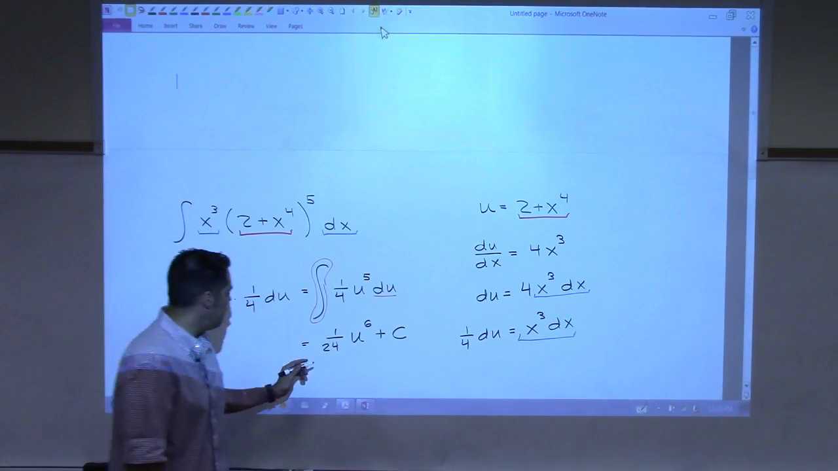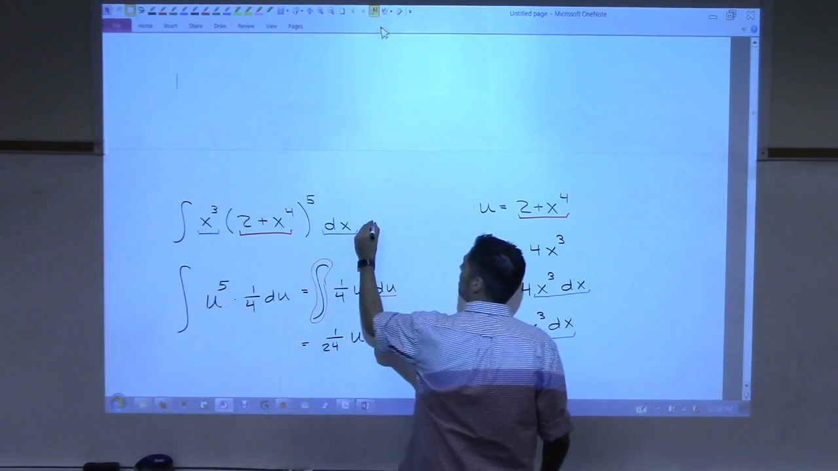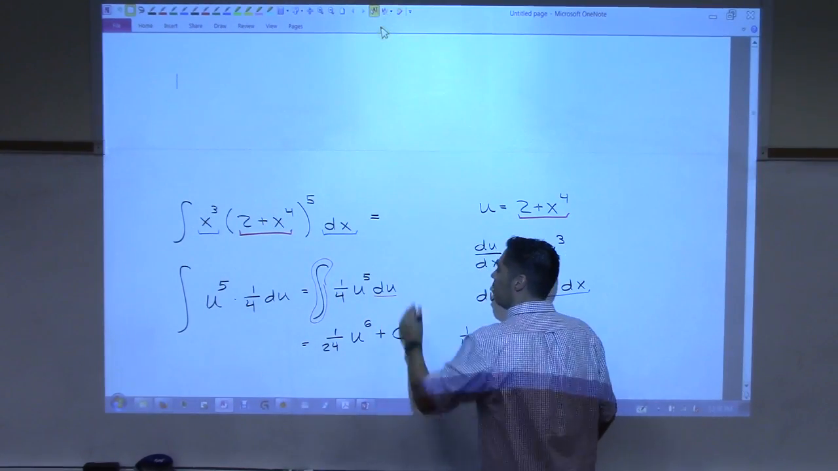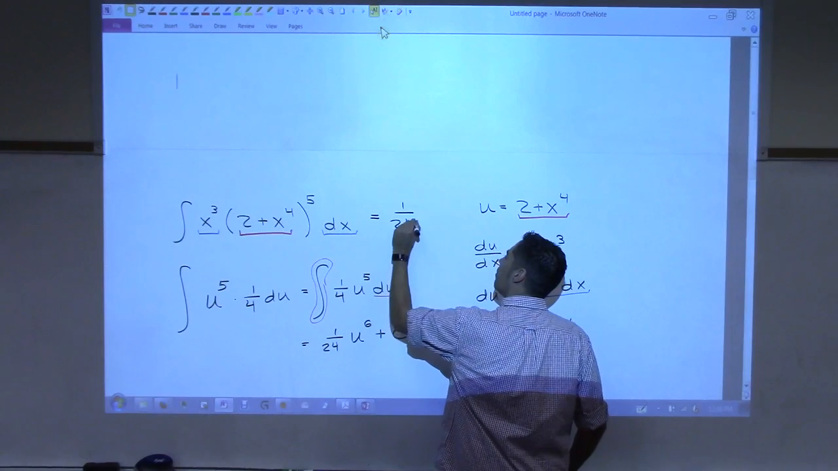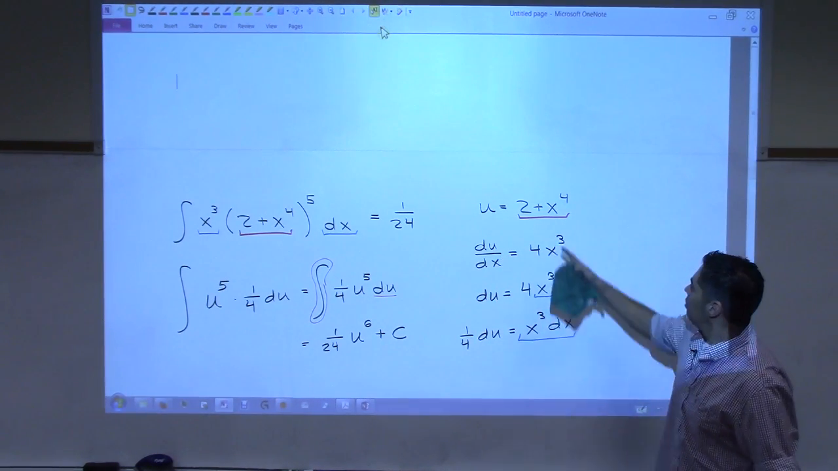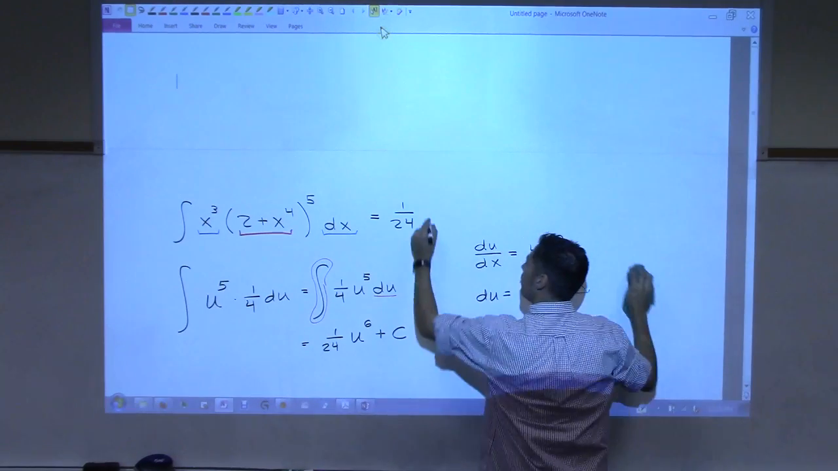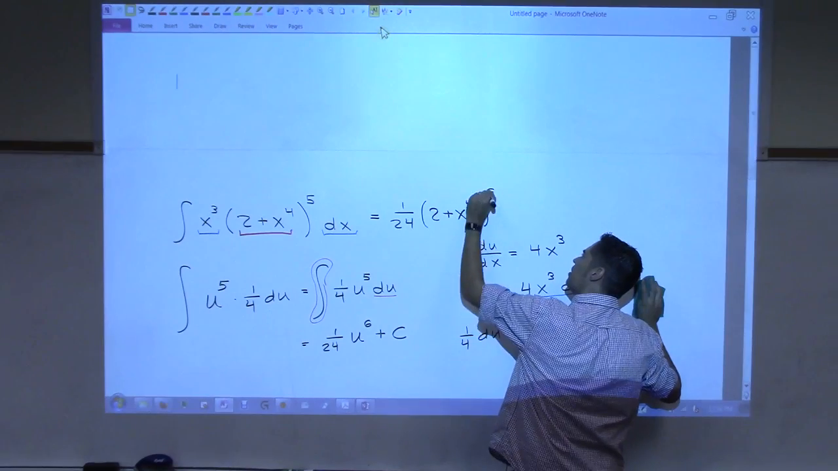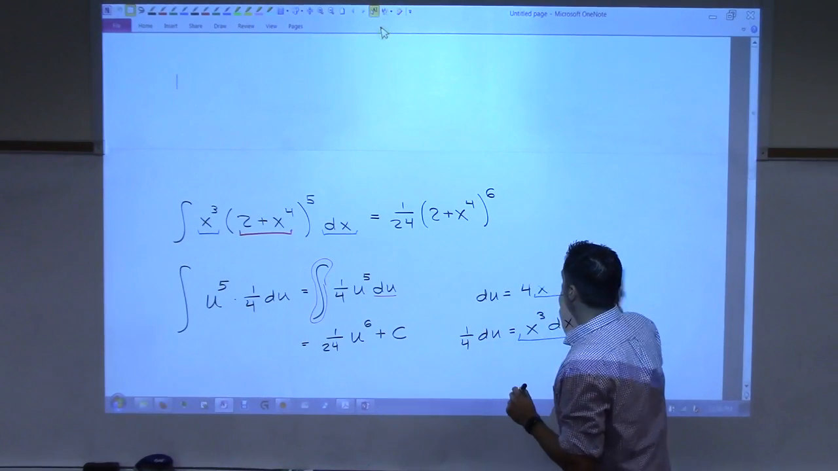All right, so now to get my final answer, the antiderivative of this, I'm coming back up here. The antiderivative of this should be equal to 1/24th u, which is 2 plus x to the 4th, in parentheses, to what power? To the 6th, and then plus c.